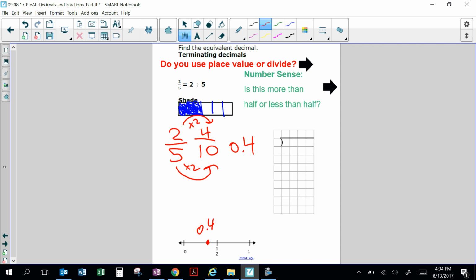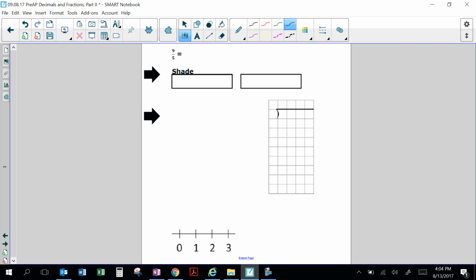However, some of you may prefer to divide. Whoops, let me erase that. 2 divided by 5. 2 is divided into 5 parts. Can 5 go in 2? 0 times. You have 2 left over. How do I get rid of this remainder? I annex a decimal 0. I bring it down. How many 5s go in 20? 4 times. And I get 4/10. Same answer.